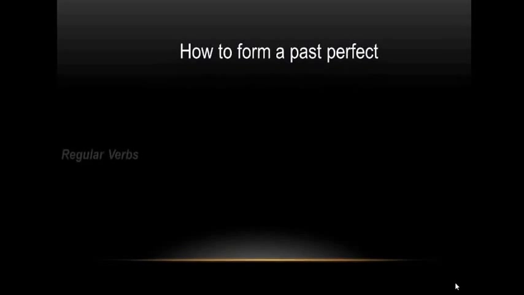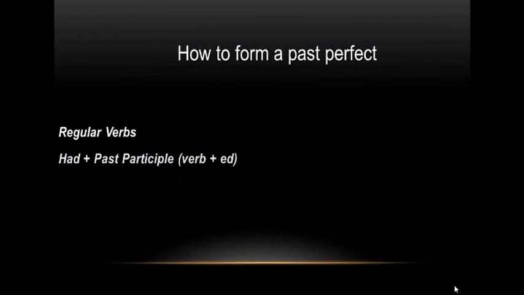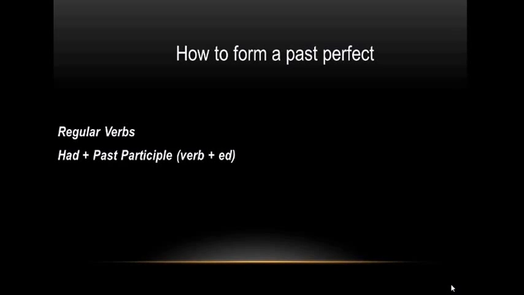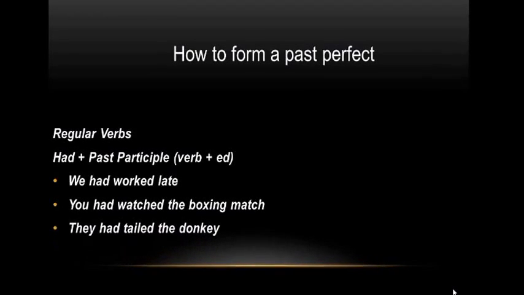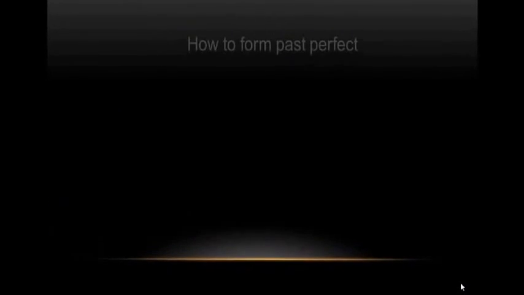As we continue on, we will use the regular verbs in plural. We will use had plus the past participle, which will put the ed at the end of the verb. We had worked late. You had watched the boxing match. They had tailed the donkey.